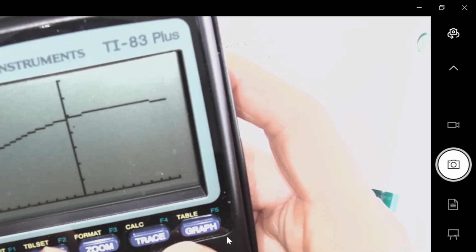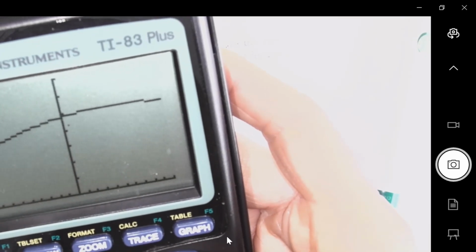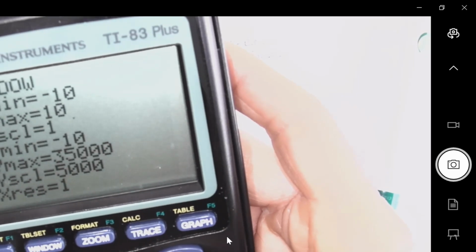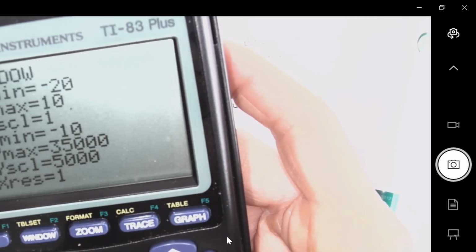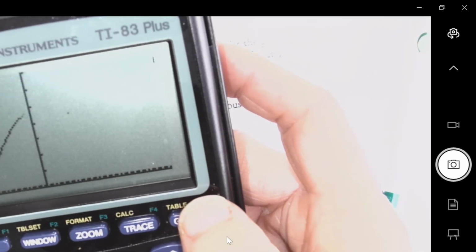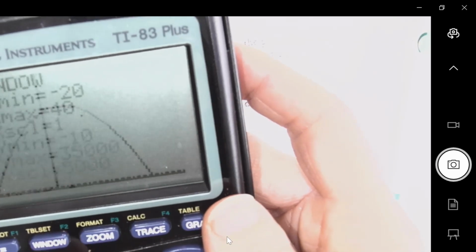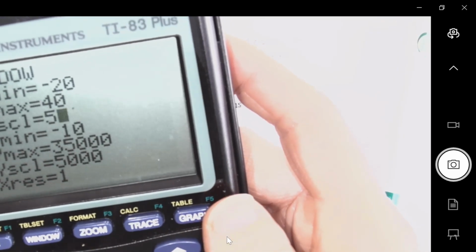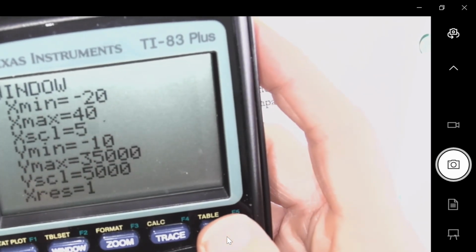Okay, you know what else I'm going to do? I think I'm going to change my X now that I see it. I want more left and right, okay? So let's go to our window. We're going to go negative 20 to 40. I'm just guessing here. Oh, that's actually pretty good. I did negative 20 to 40, and I jumped by 5s.